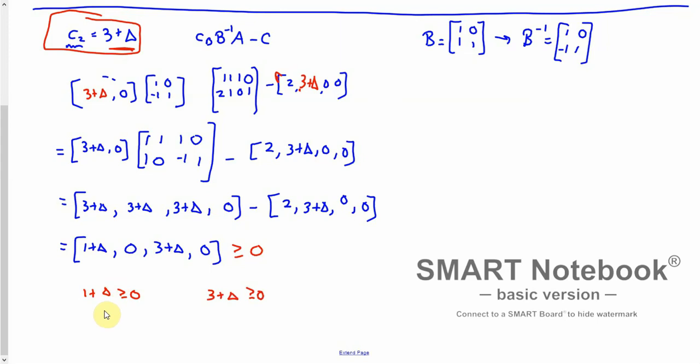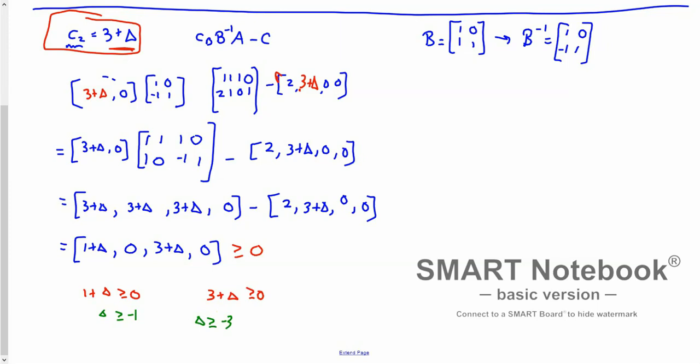So obviously I subtract 1 here, and delta's got to be greater than or equal to negative 1. That's pretty simple. And then here I subtract 3 over, and delta's got to be greater than or equal to negative 3. Alright? So we end up with these two restrictions on delta.